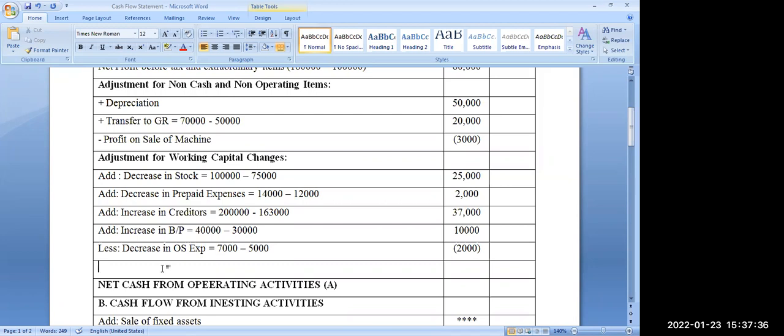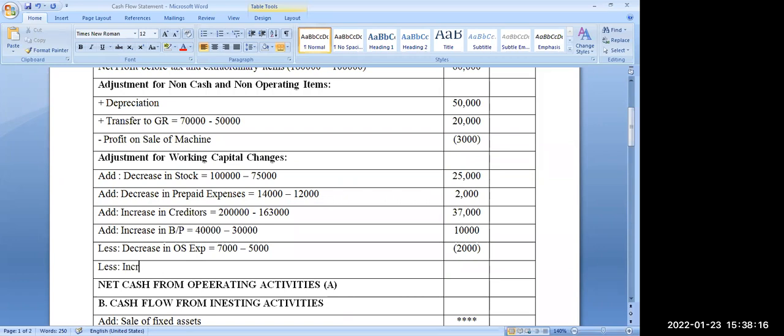Depreciation we have taken. General reserve we have taken. Sir, we are missing sundry debtors. Okay, sundry debtors we missed. What was the case? It was 1,40,000. Now it is 1,50,000. 10,000 is increasing. Increase in sundry debtors, so what do you have to do? You have to add or subtract. Increase in sundry debtors, you have to subtract.